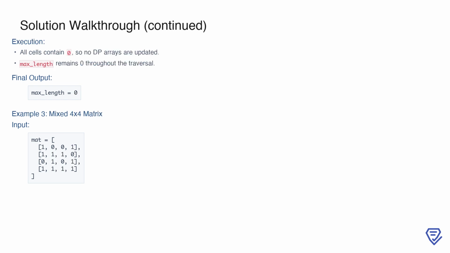In this edge case, since all the cells in the matrix contain zeros, there are no updates to any of the DP arrays. Each value in the DP arrays remains 0 throughout the traversal, as there are no sequences of ones to track. As a result, the max_length variable also remains 0, indicating that no lines of consecutive ones exist in the matrix. This example highlights how the algorithm efficiently handles cases with no valid sequences.